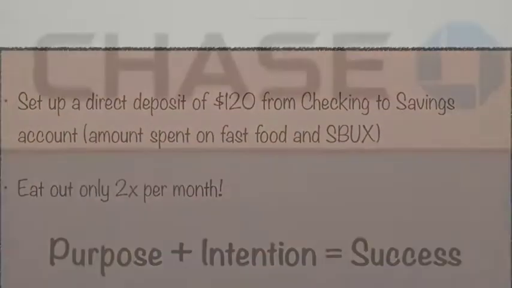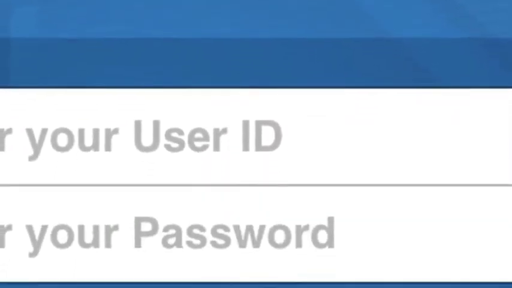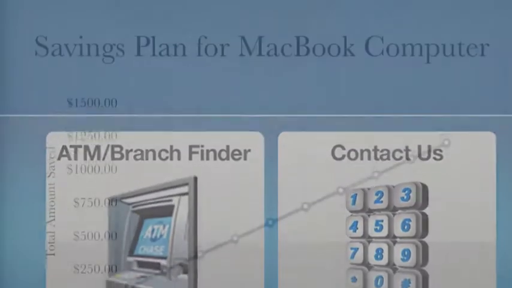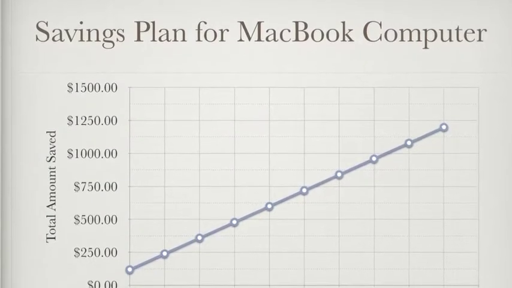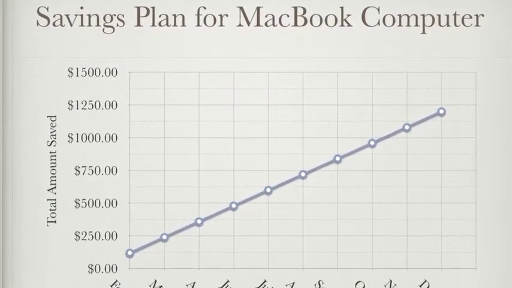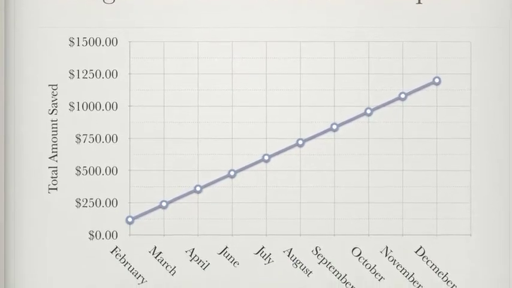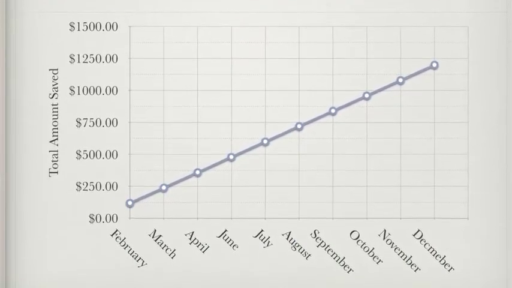This would include setting up automatic deposit from my checking to my savings accounts each month. The amount would cover what I would typically spend on fast food and Starbucks in one month, which would equal $120. By doing so, I came to the conclusion that by the end of this year, I will have reached my goal of saving up for a MacBook computer, proving that with intentionality and dedication, responsible saving habits are possible.